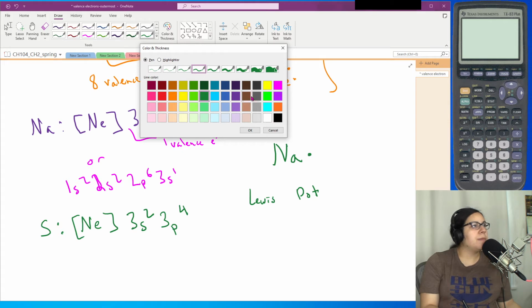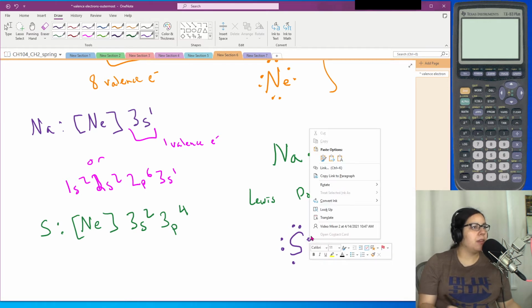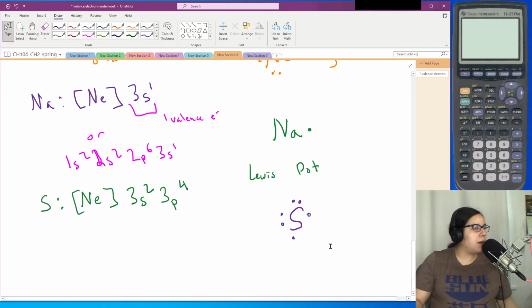Because again, this is another, at least I think it's powerful. So writing our sulfur. So I'm going to start, again, filling up the S orbitals first. Now I need to fill in 4 P electrons. So 1, 2, 3, 4. So now just looking at this Lewis dot structure, how many bonds do you think sulfur can make? 2. Exactly. Excellent job.